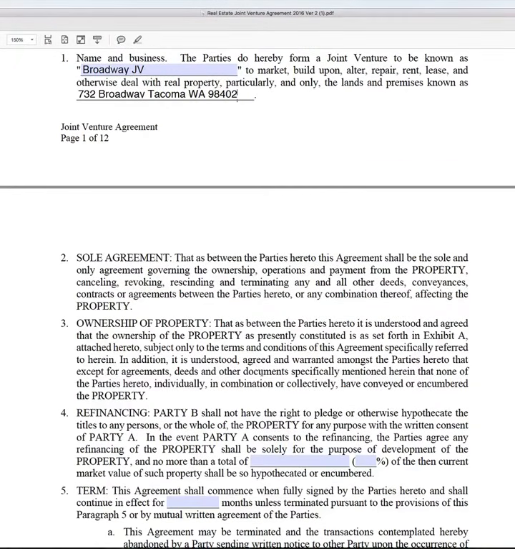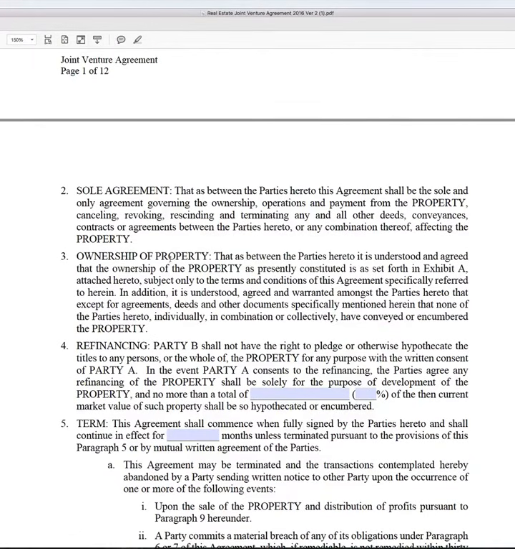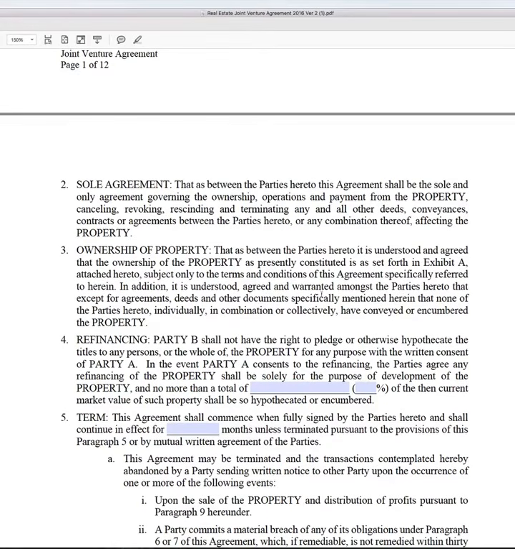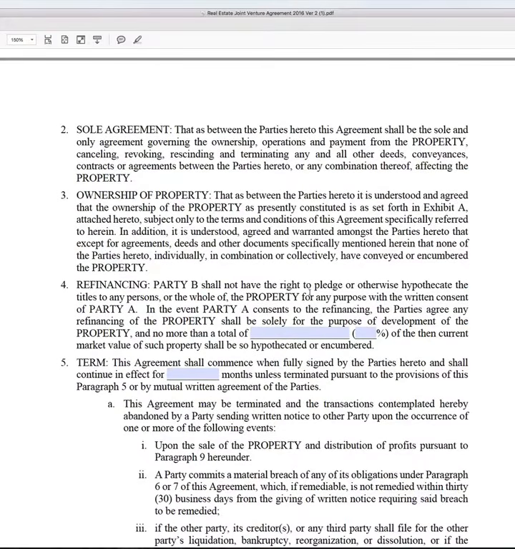So, I mean, these other clauses are pretty straightforward. It's a sole agreement. It's understood that the ownership of the property is set forth on Exhibit A. You make sure you want to put your legal description on Exhibit A, that this is what we're talking about here and how it's going to be held.